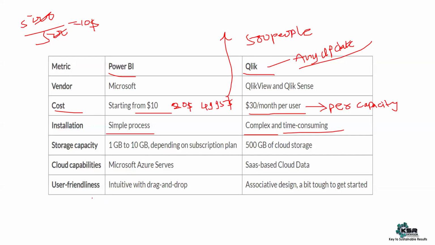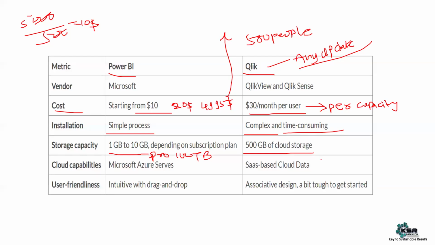Okay. Now, storage capacity also varies. 1 GB to 10 GB is for Pro. 100 TB is for Premium. If you compare with Click, it is not even 1 TB. 500 GB of cloud storage. That's it. Not even 1 TB.